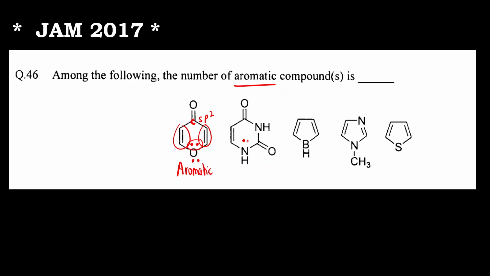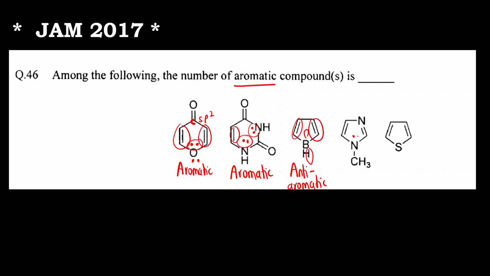Here the nitrogen lone pairs are involved in resonance. So 2 plus 2, 4, 4 plus 2, 6. So this is also going to be aromatic. Boron has an empty p orbital like this, but how many electrons does it have? An even number of double bonds. So this is going to be anti-aromatic.